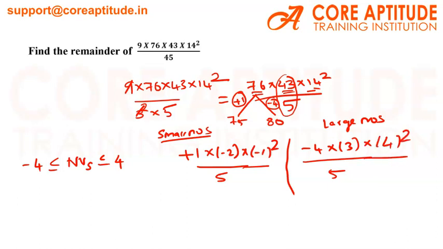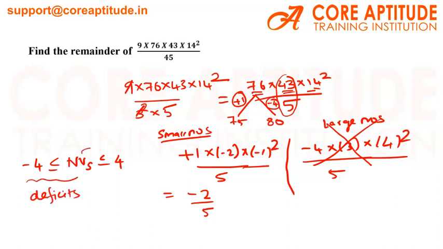Now look at this. Which will be better for me to calculate? It will be very difficult for me to multiply the larger numbers, so I am going to avoid this and go with the small numbers. Plus 1 into minus 2 into minus 1 the whole square. So it will be minus 2 divided by 5. I cannot express the remainder as a negative term. You know that these are all deficits, right?